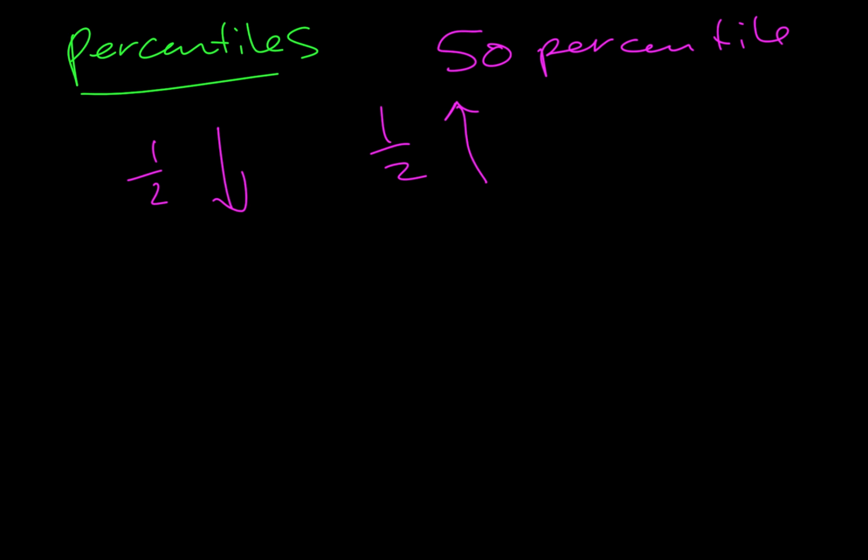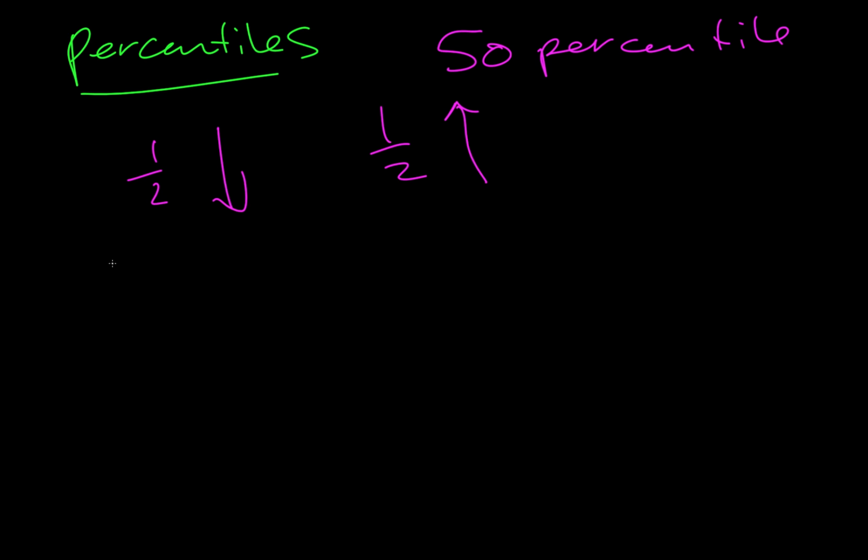So that's different from a percentage, because the classic way to interpret that would be something like a B, where half would be above you and half would be below you. So remember, percentile is just what percent of the data lies below that number.